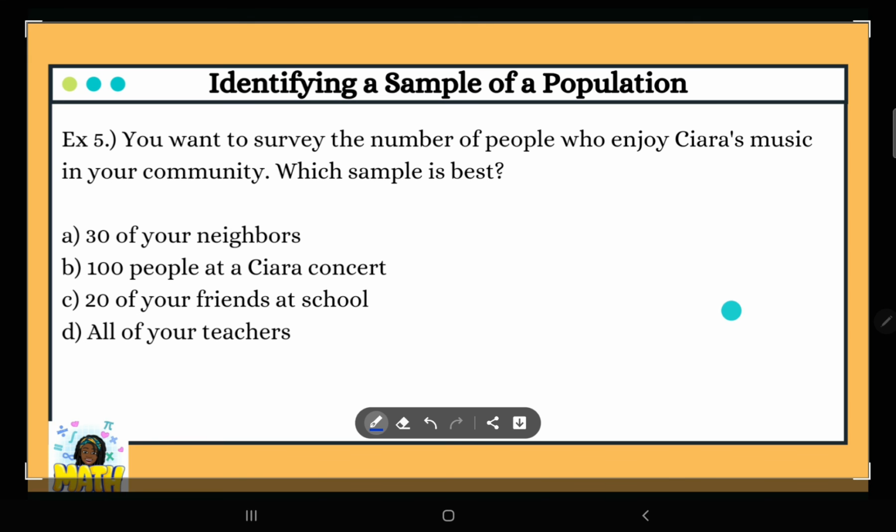100 people at a Ciara concert. Well, if they're at the concert, they probably do like her music, so that would not be a good selection to sample. 20 of your friends at school. Well, if your friends lived in your community, maybe, but they live in other communities as well, so that's not good. All of your teachers are not a part of your community. Maybe 1 or 2 of them live there, but others live in other areas. So 30 of your neighbors would be the best option.